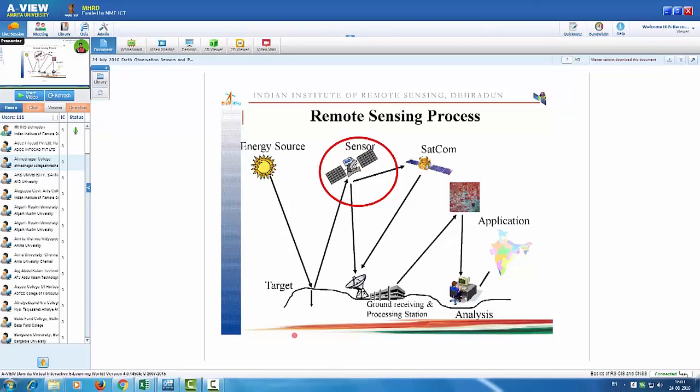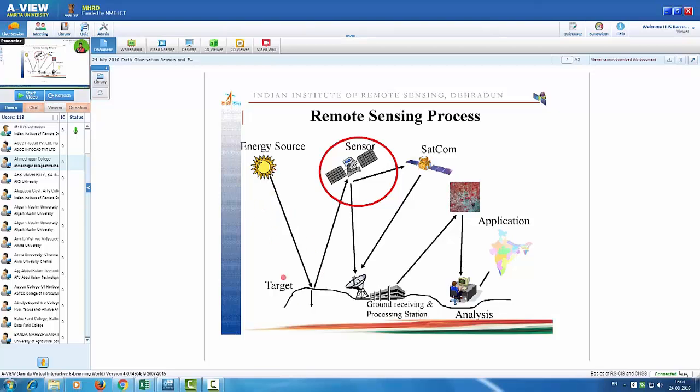Now whatever is reflected from the earth surface is converted to digital numbers and to an electronic signal while being transferred to the ground receiving antenna placed on earth. In the case of India, we have ground receiving antennas at NRSC Shadnagar. In this particular slide, you see it is written as ground receiving and processing station.